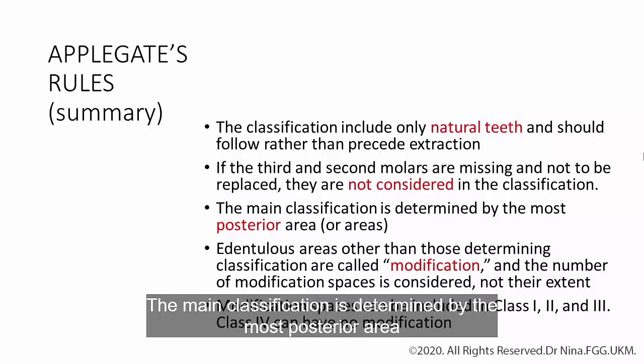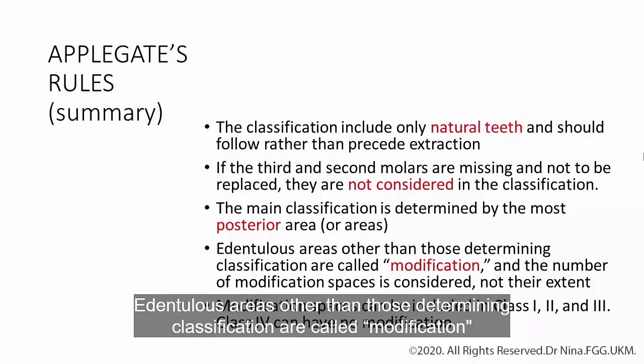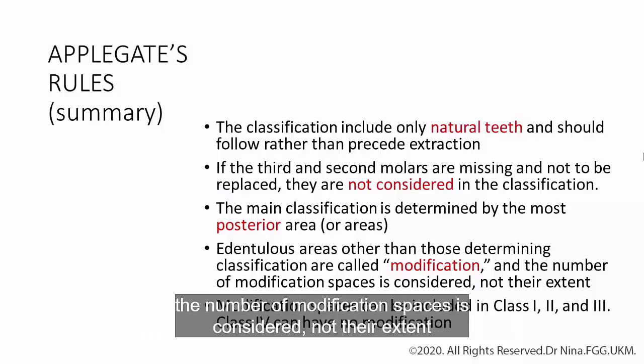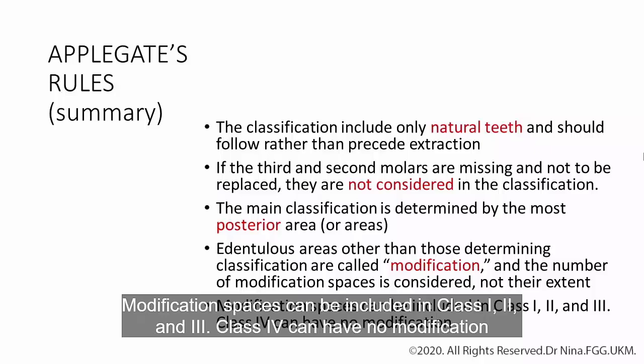Now, the main classification is determined by the most posterior area. That means when you look at the model, you should look at the edentulous area towards the posterior first. Edentulous areas other than those determining the classification are called modifications, and the number of modification spaces is considered, not their extent. Modification spaces can be included in Class 1, Class 2, Class 3, but Class 4 should not have any modification.